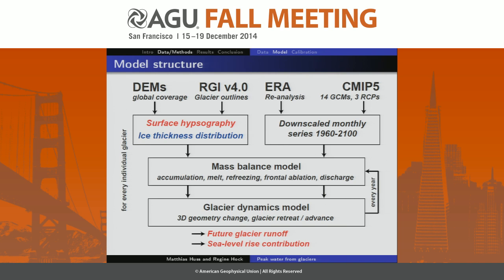The model includes refreezing of meltwater. It also includes a module for calculating frontal ablation, so the ice that breaks off into the sea for marine-terminating glaciers. And then this allows calculating discharge on a monthly basis for every glacier. After each year, the glacier geometry change, so the advance or the retreat of every glacier, is calculated, and this allows us to get continuous time series for future glacier runoff, as well as sea level rise contribution from glaciers.